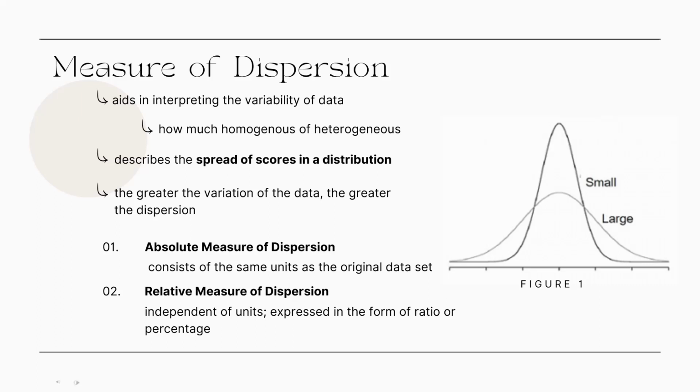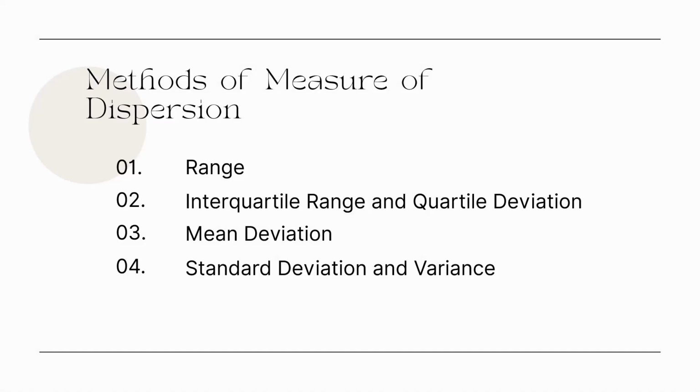There are two types of measure of dispersion. First, the absolute measure of dispersion consists of the same units as the original set. Next is the relative measure of dispersion, which is independent of units and is expressed in ratio or percentage. Today, we'll be focusing on the main methods of measure of dispersion, such as the range, interquartile range and quartile deviation, mean deviation, standard deviation, and the variance.